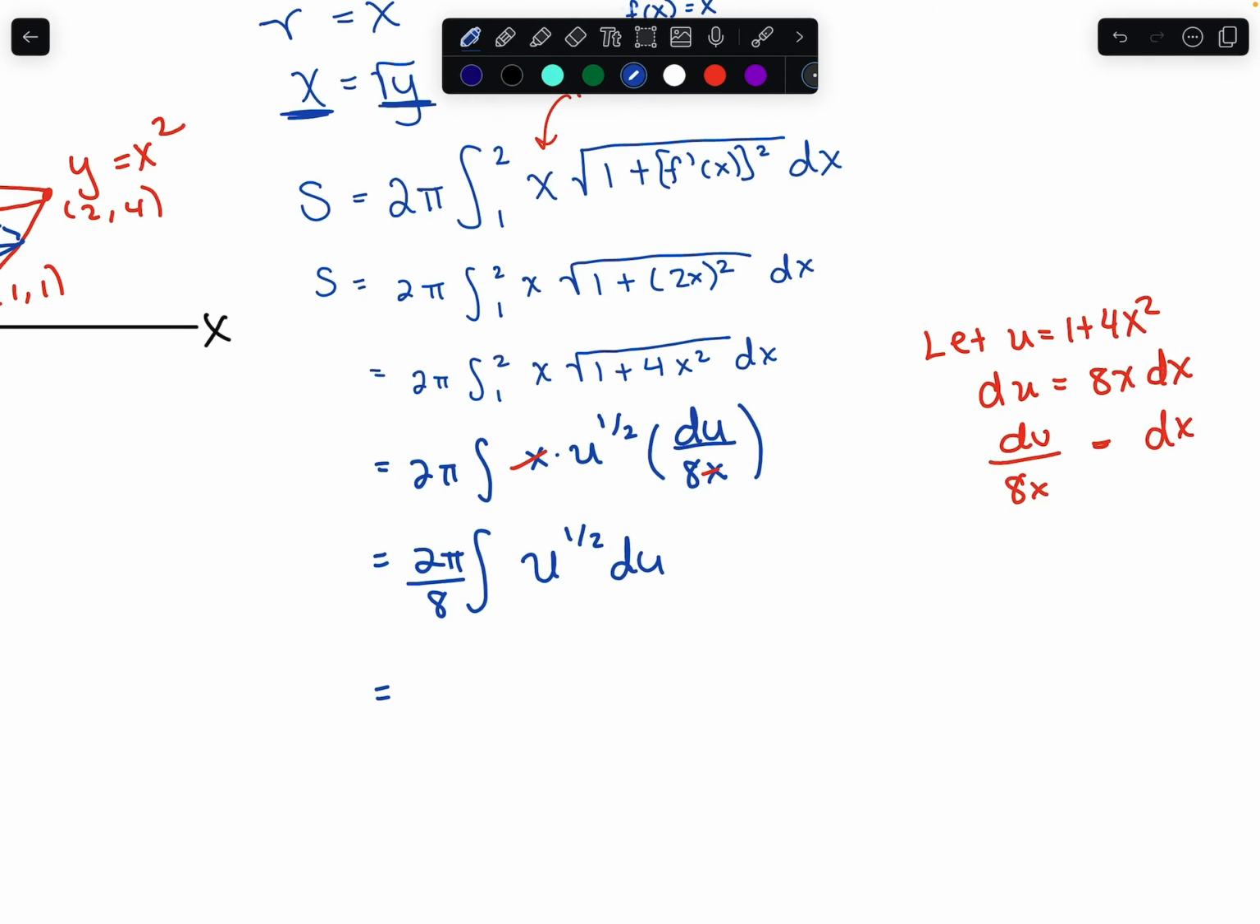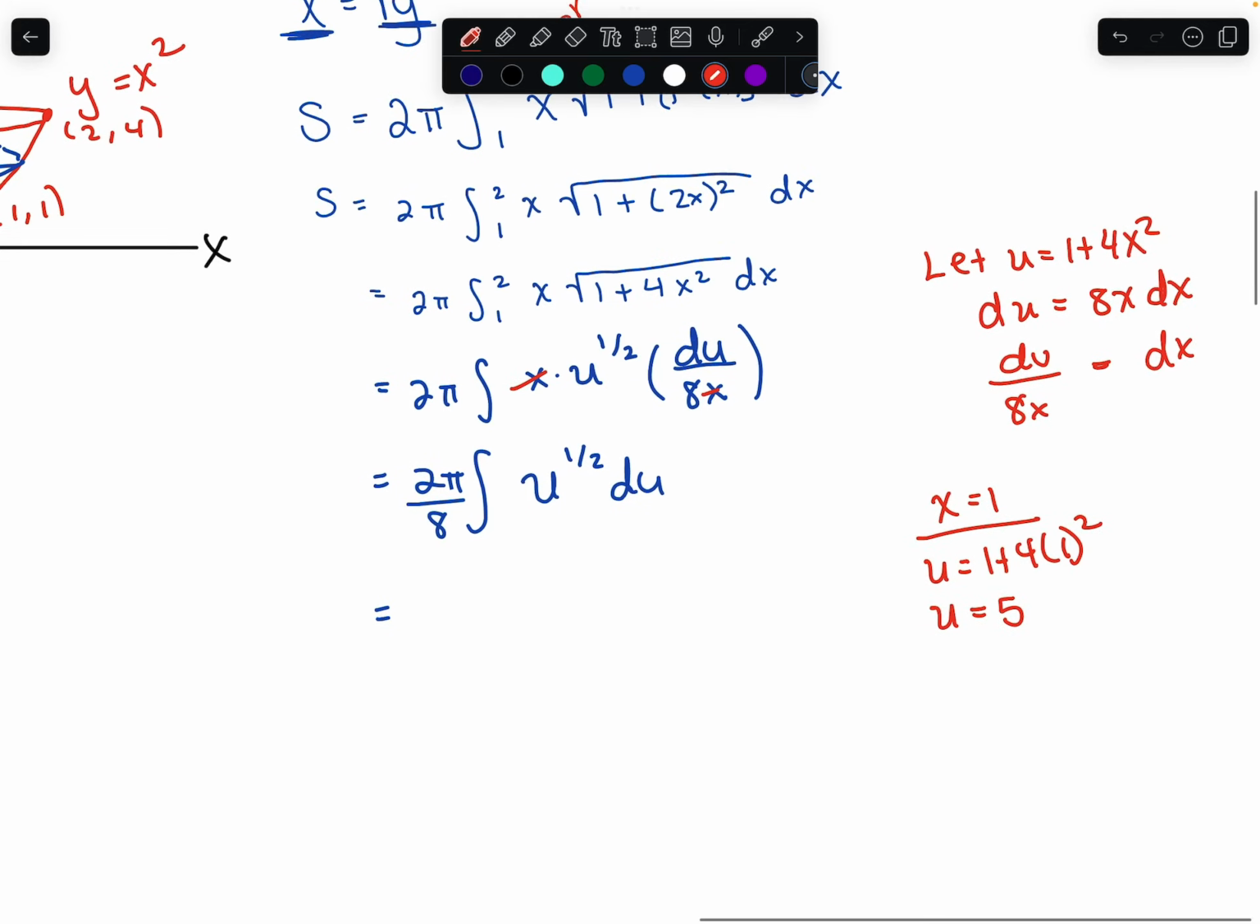Let's change our lower and upper limits to u's because right now they're in terms of x. So when x equals 1, u is equal to 1 plus 4 times 1 squared. And again, I'm getting that from here. So u is equal to 1 plus 4, which is 5. And then if x is equal to 2, we have u equals, put a line so that we don't get confused. Okay, so 2 squared is 4, 4 times 4 is 16 plus 1 is 17.